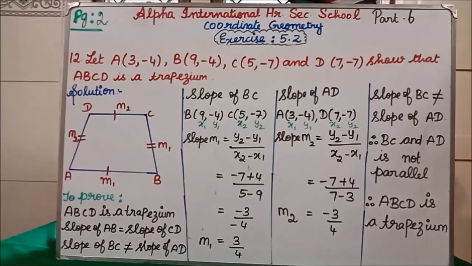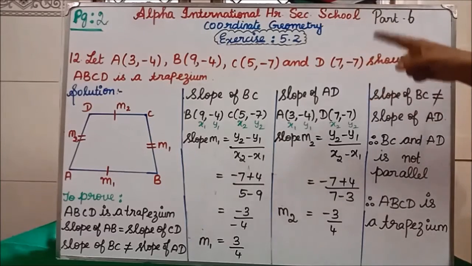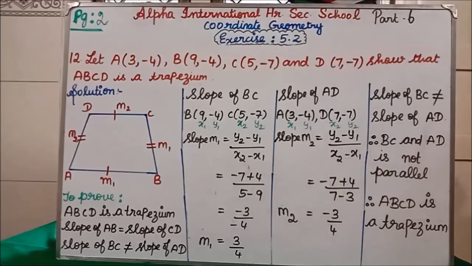Now, do you say 3/4 and -3/4 are the same? No, it is not the same. So we are writing, slope of BC is not equal to slope of AD. Students, since I don't have space, you have to write continuously. Slope of BC is not equal to slope of AD. Clear? Therefore, BC and AD are not parallel.